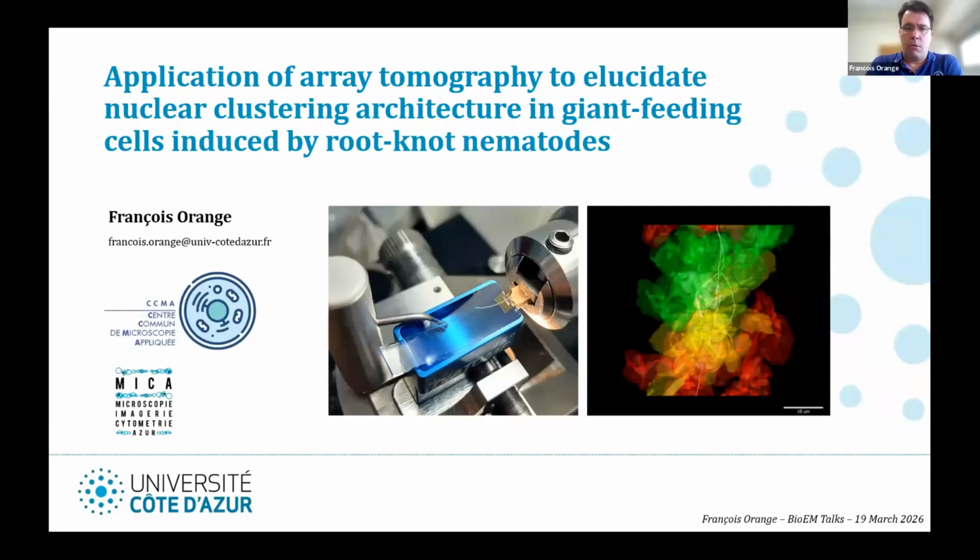So in this talk, I'm going to talk to you about array tomography, and I'm going to talk to you about giant cells in root knot nematodes.